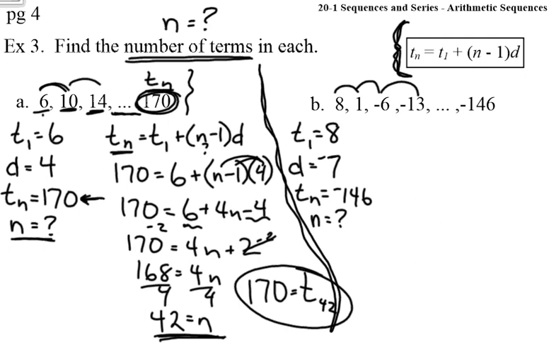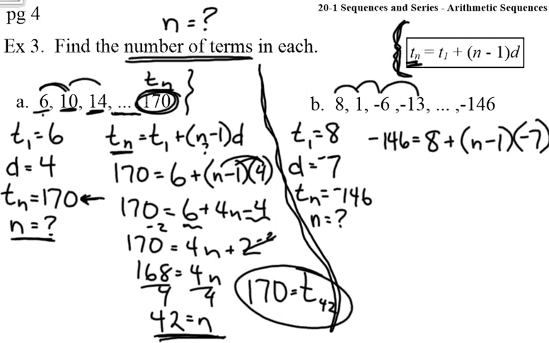So from there, here we go. Let's plug into our equation. Again, we know T of n in this case, a little bit different. Negative 146 equals first term, which is 8, plus brackets n minus 1. We don't know n, but we do know the common difference is a negative 7. And now we can solve for n.